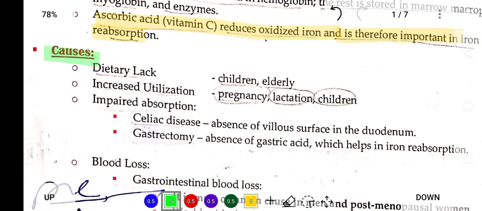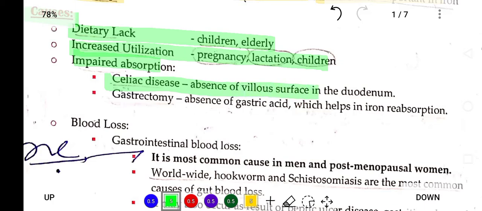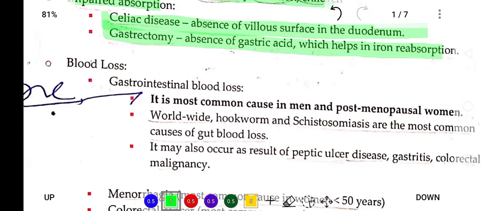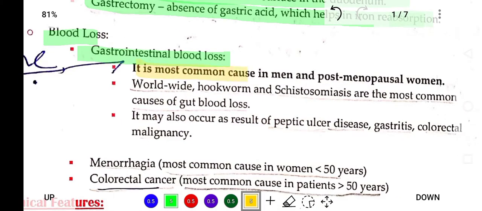Causes of iron deficiency anemia are dietary lack, especially in children and the elderly, and increased utilization, such as pregnancy and lactation, and in children, impaired absorption. Now, celiac disease has absence of the villous surface of the duodenum. In gastrectomy, there is absence of gastric acid, which helps in iron reabsorption. And in blood loss, there is GI blood loss. The most common and important cause of iron deficiency anemia is GI blood loss.